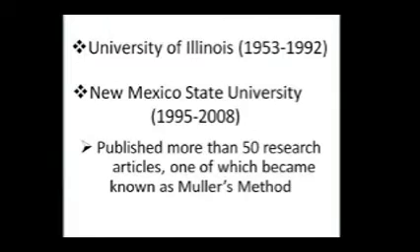a mathematician. Muller was an American mathematician and computer scientist who worked as a professor in mathematics and computer science at the University of Illinois from 1953 to 1992. He then became an adjunct professor of mathematics at New Mexico State University from 1995 to 2008. He published more than 50 research articles, one of which became known as Muller's method.